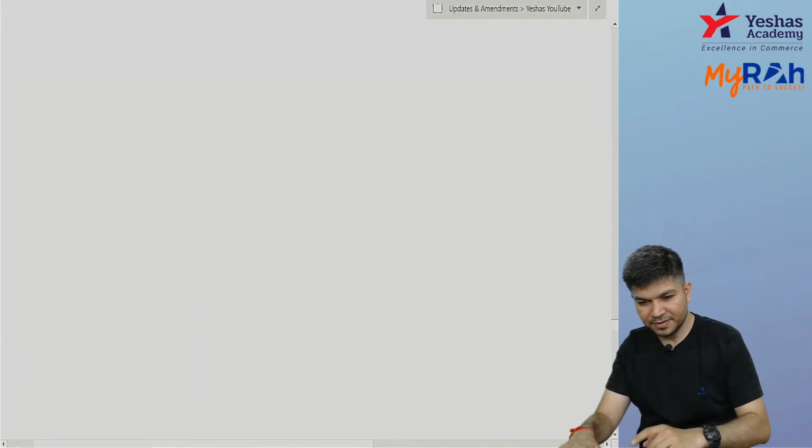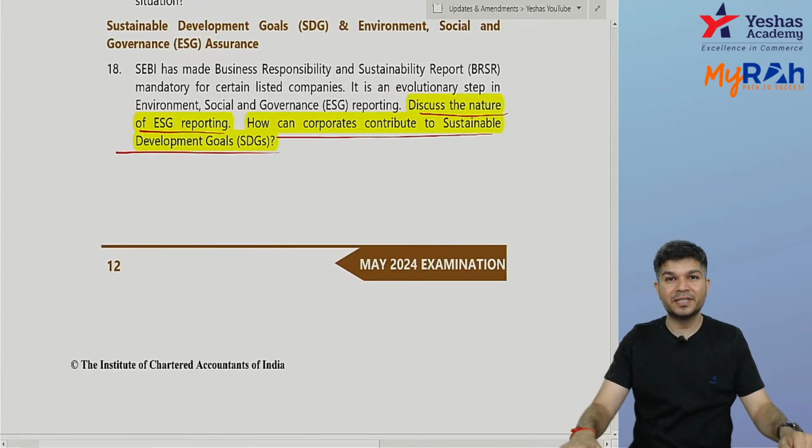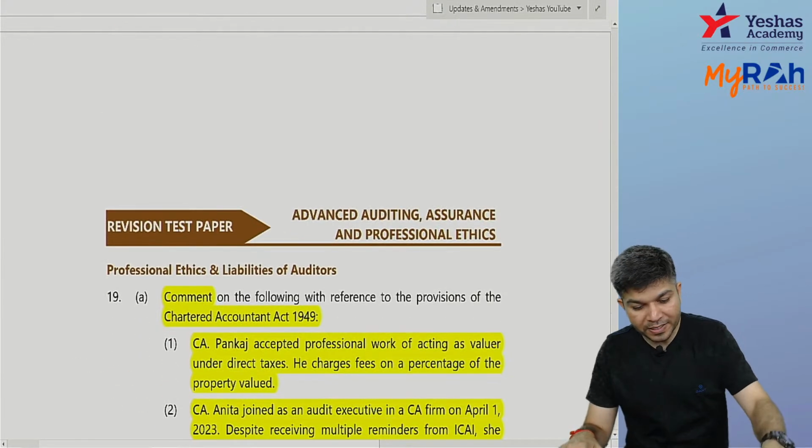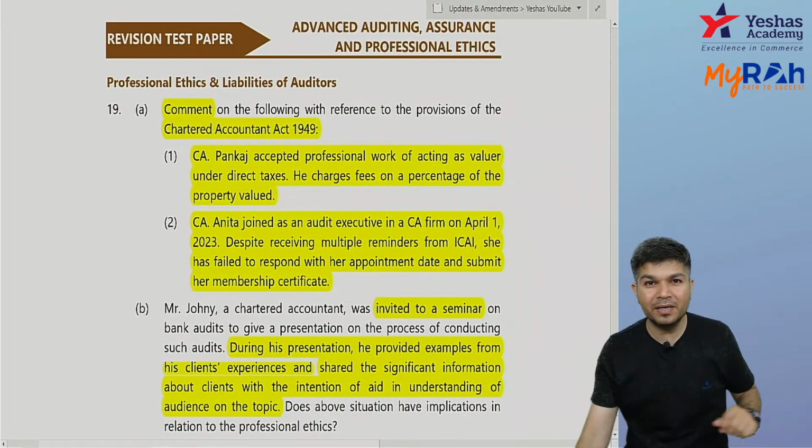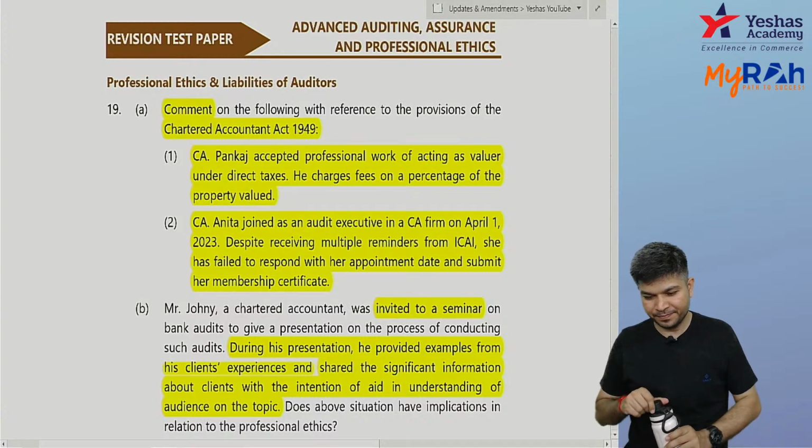Clear? This is question number 18, then the second last, the 19th one, and then the 20th is the last one.